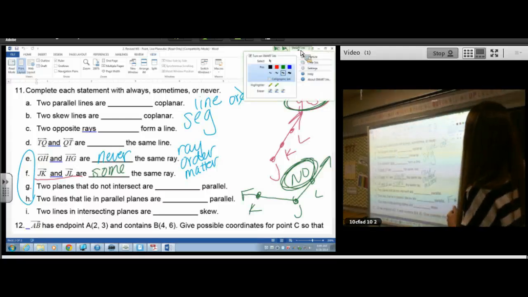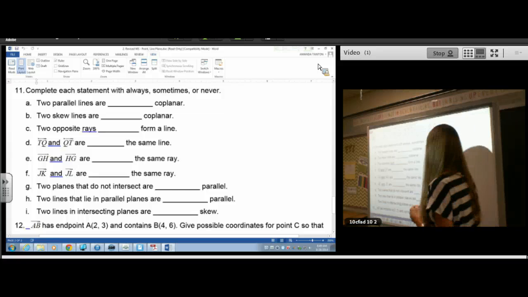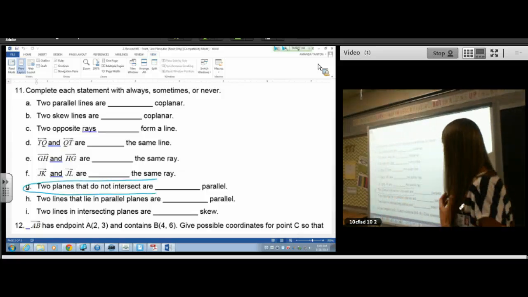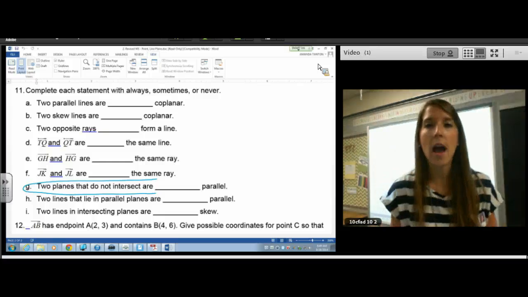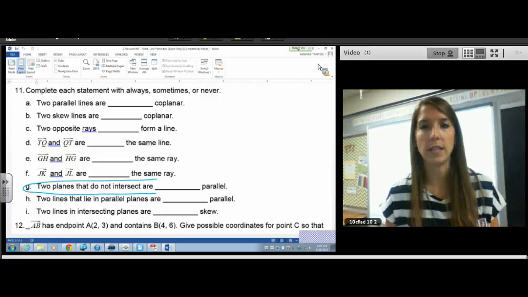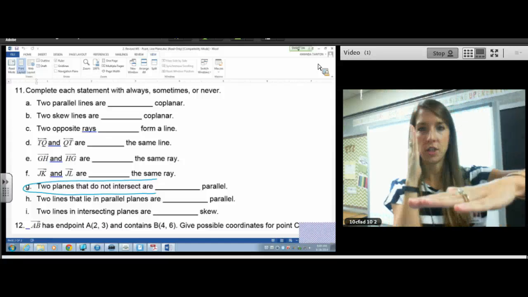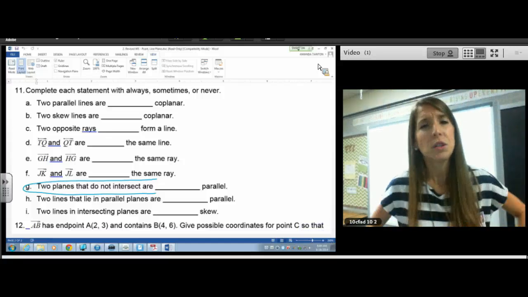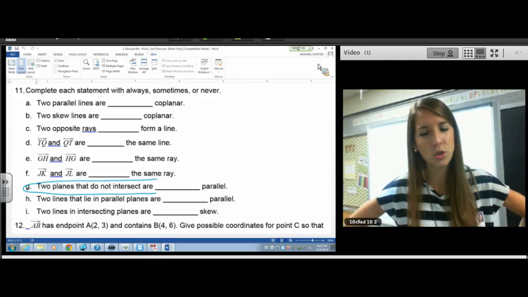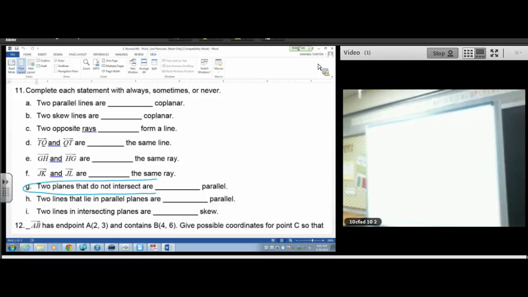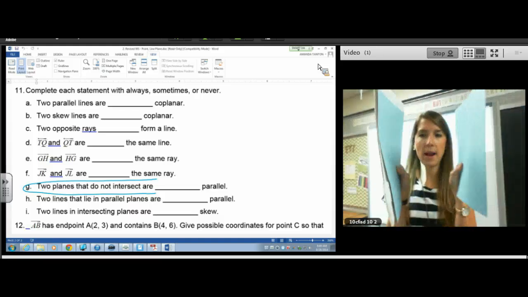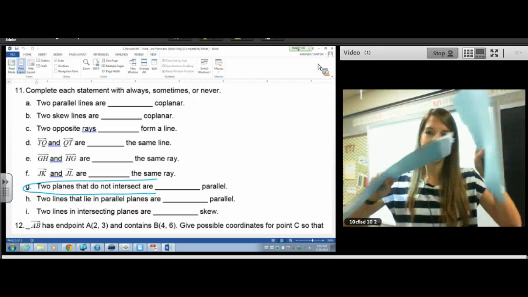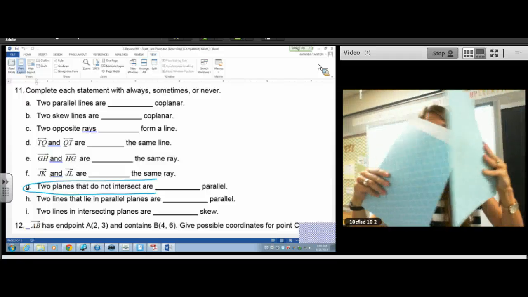Okay, we talked about this one yesterday. Two planes that do not intersect are blank parallel. Now, lines, they have two choices. Lines can be parallel or skew. Parallel or skew if they're not going to intersect. Do planes have those same two choices? Planes can be parallel, we all agree. Can planes be skew? No!